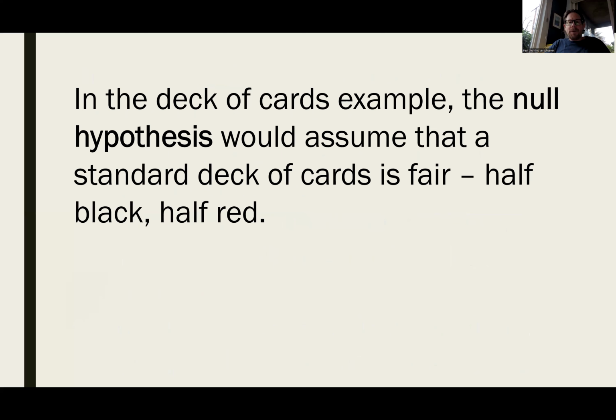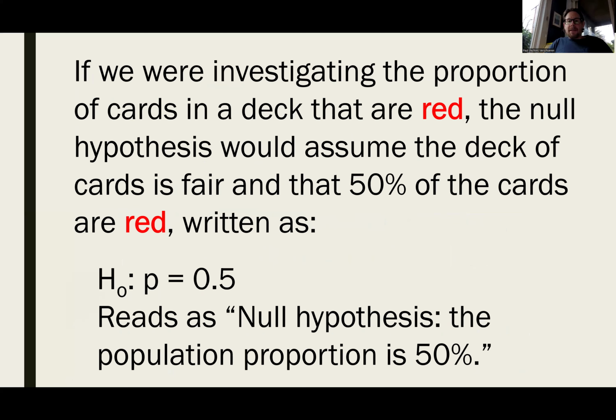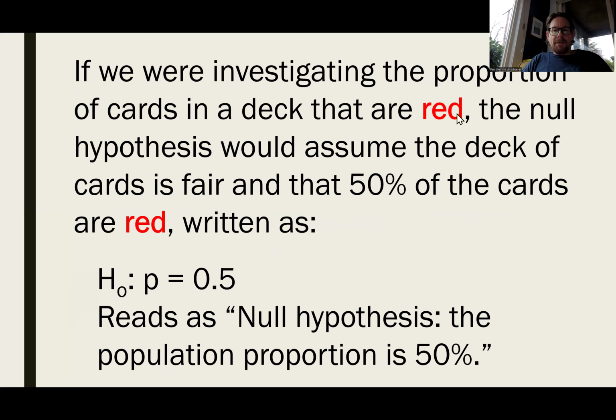In the deck of cards example, the null hypothesis would assume that it's a fair deck of cards. No funny business. That's exactly like we'd expect. Half red, half black. If we were investigating this, the null hypothesis would assume that it's 50% red. So in the focus of this, we're just going to look at red, expecting the deck to be half red. So the null hypothesis would be that p equals 0.5. If you read those symbols, it would read: null hypothesis, the population proportion is 50%. And that circle next to the H is actually a 0, not an O. It represents null or an empty set.